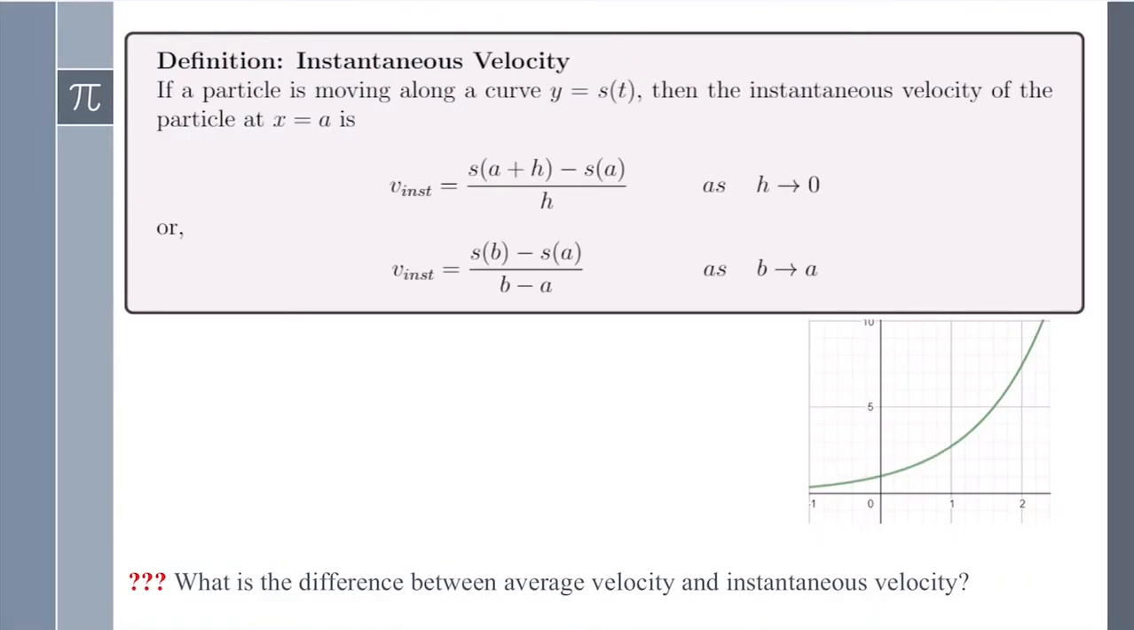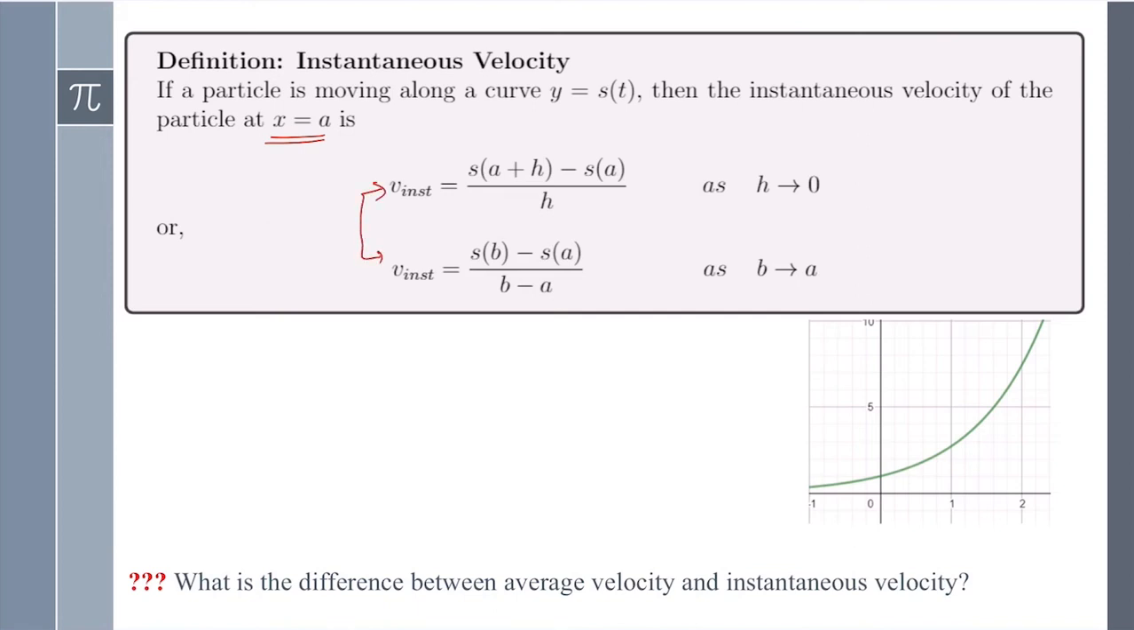Now let's talk about another terminology here, which is instantaneous velocity. For average velocity, we had an interval. So we are finding the average velocity over an interval. Instantaneous velocity is the velocity of the moving object at a given time, at a particular time t equals a. Okay. So now we have two formulas here and they are equivalent.